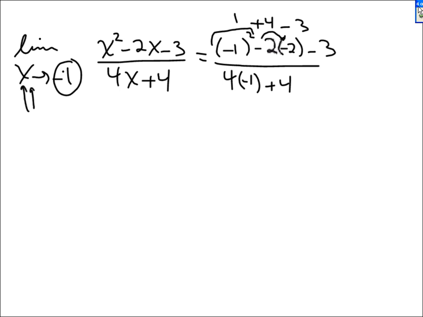X is not -2, excuse me. The plus 4 is wrong. X is -1. And -2 times -1 is plus 2. And then, like I wrote above, minus 3. 1 plus 2 is 3. Minus 3 is 0. In the bottom, that's -4 plus 4. That's 0.